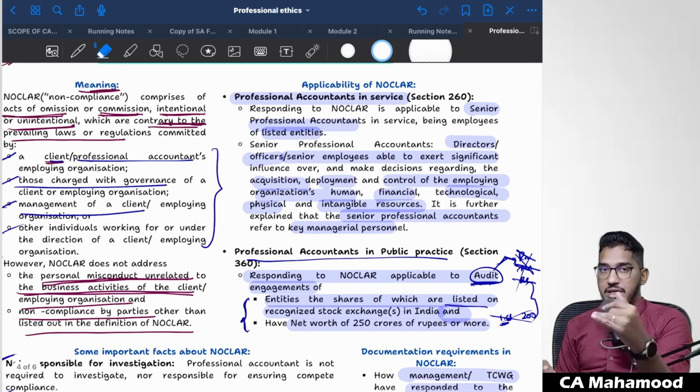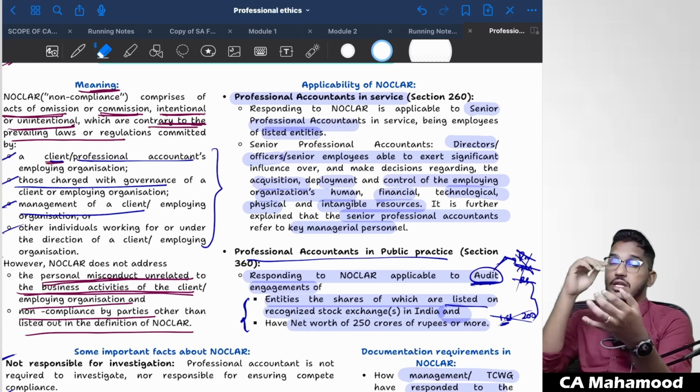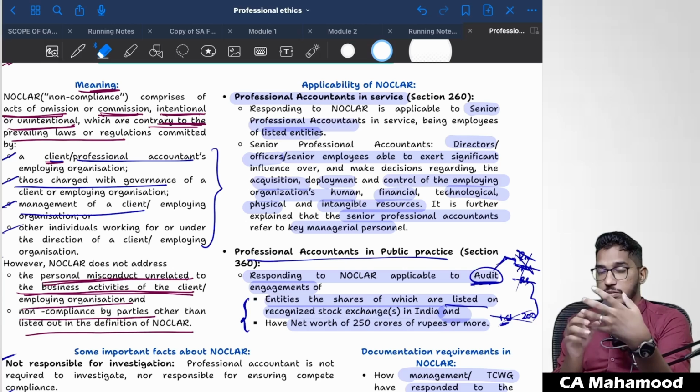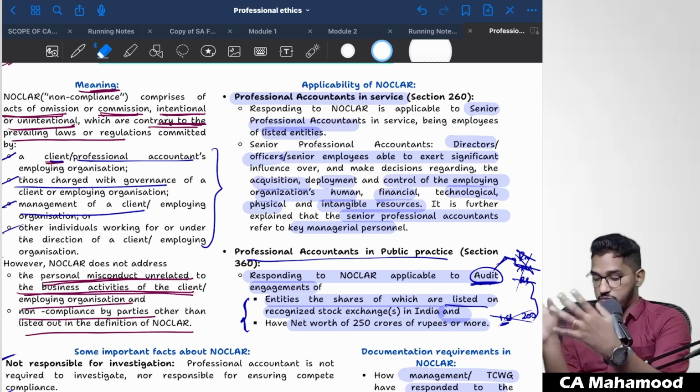Then to whom will it be applicable? For a professional accountant in service, it will be applicable for those working in listed entities who are senior professional accountants. When it comes to a professional accountant in practice, NOCLAR becomes applicable when you are conducting the audit of a listed entity having a net worth of 250 crores or more.